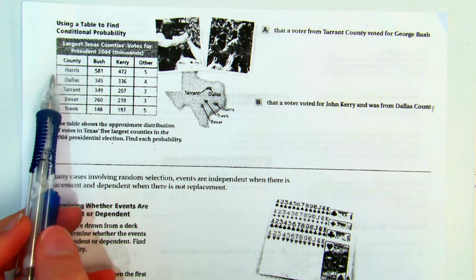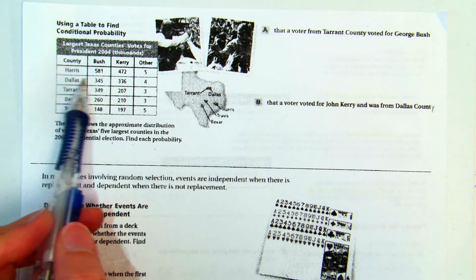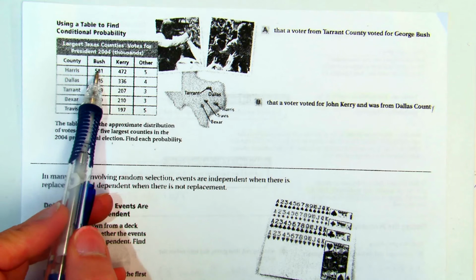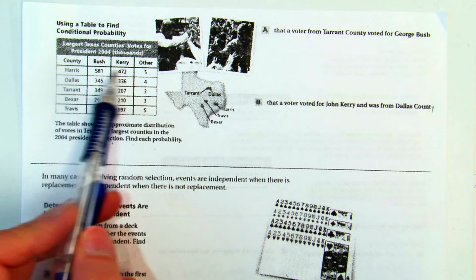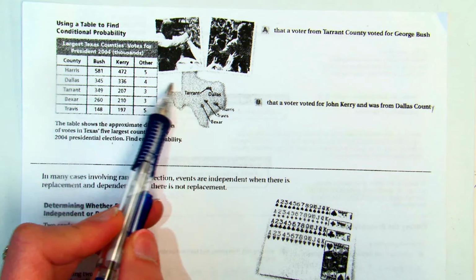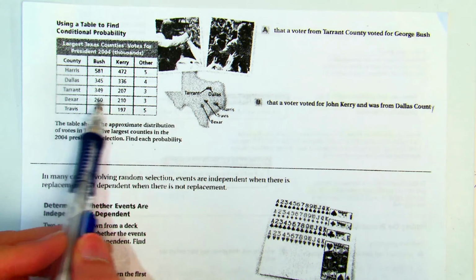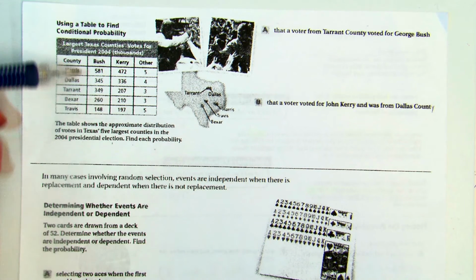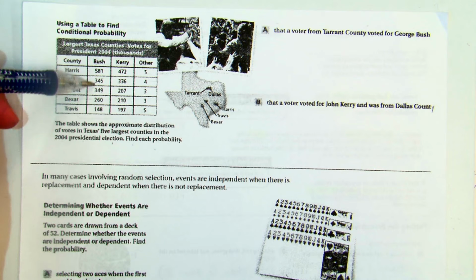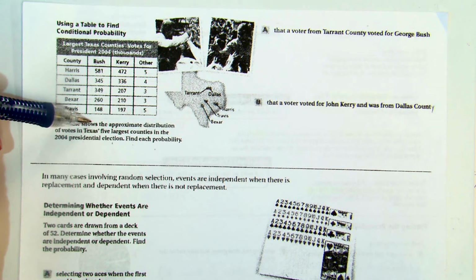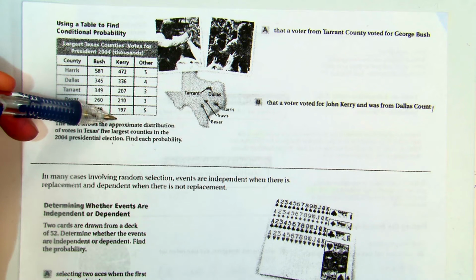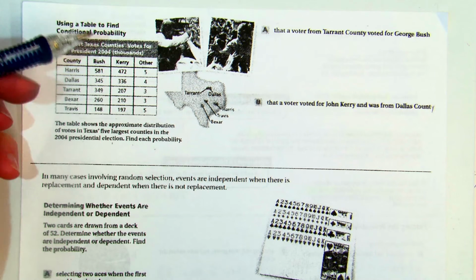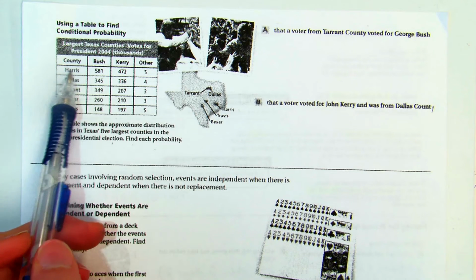Okay, so if you'll notice, going horizontally across, it's given me the counties. And these are my Bush, Kerry, and other votes in Harris County. These are all of my Dallas County votes, all of my Tarrant County votes, Bexar, and Travis County votes. If I want to look at the Bush votes, then these vertically going straight down, I could add those up, and that would give me my Bush votes, or vertically straight down, that would give me my Kerry votes, or others.